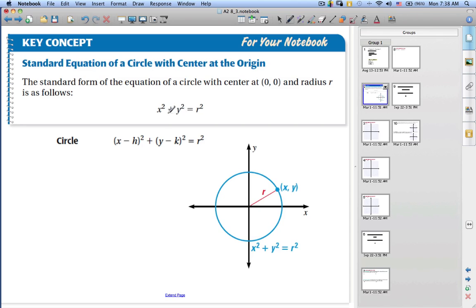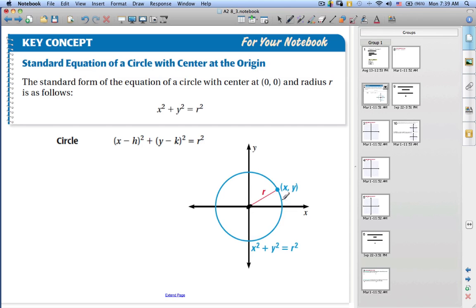The equation for a circle is (x minus h) squared plus (y minus k) squared equals r squared. And this again is a derivative of the Pythagorean theorem. If you take a look at this, we know that the center is this point here in the middle. And the distance from the center to any point on the circle is the radius.